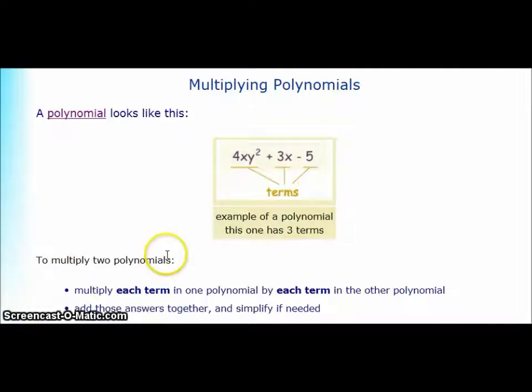Alright, to multiply two polynomials you need to understand that you have to multiply each term in one polynomial by each term in the other polynomial. Then we will add those answers together. We will simplify it if it is necessary.